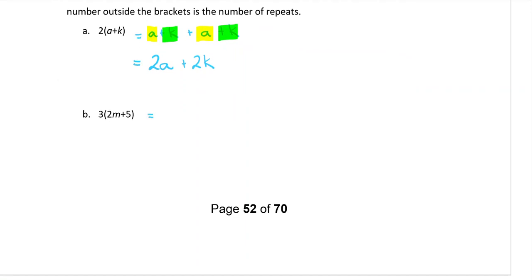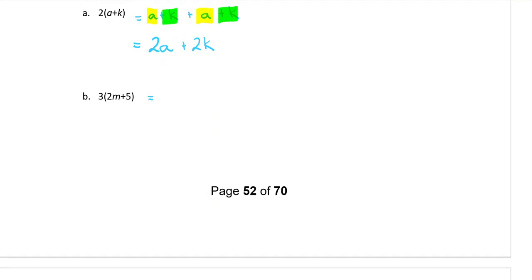Question B, 3 lots of 2m plus 5. So that means I want 2m plus 5, that's 1. 2m plus 5, that's my second one. And then 2m plus 5, there's 3 of them, all added together. And I can collect up like terms. So 2m plus 2m plus 2m will make 6 m's. And 5 plus 5 plus 5 will make a total of 15.